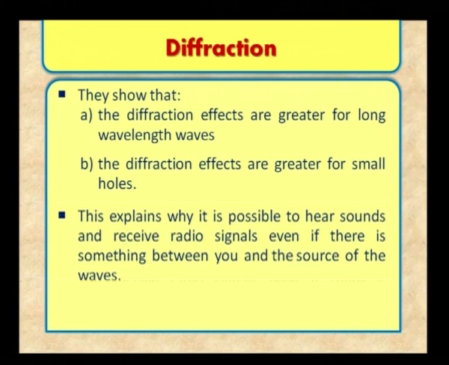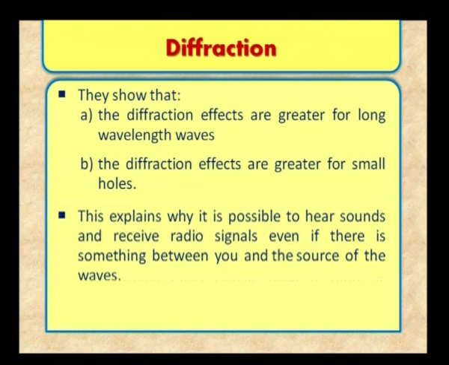It may be the distance between two atoms to be studied by X-rays or by a neutron beam and so on. The distance between the two atoms and the wavelength of the X-ray beam or the neutron beam should be more or less equal, of the same magnitude. Then only diffraction effects will be profound. That is the reason why you talk of X-ray diffraction and so on. So, the diffraction effects are greater for small holes. This explains why it is possible to hear sounds and receive radio signals, even if there is something between you and the source of waves.